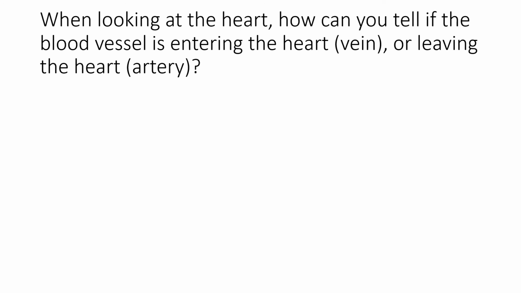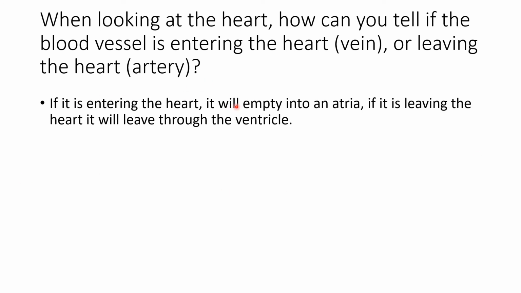So another really important thing that I want you to remember, this is going to be super helpful on exams when you're looking at, say, the pig heart and you can't tell what is what. It's really helpful to be able to figure out what's a vein and what's an artery. Okay, so how do we figure that out? Well, if it's entering the heart, it'll empty into the atria. If it's leaving the heart, it's going to leave through the ventricle. So you can figure out what is what just based off of where it's going in or where it's going out.